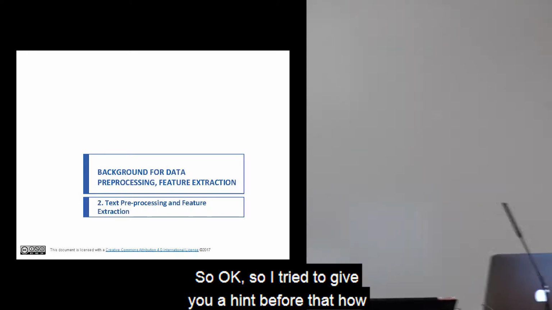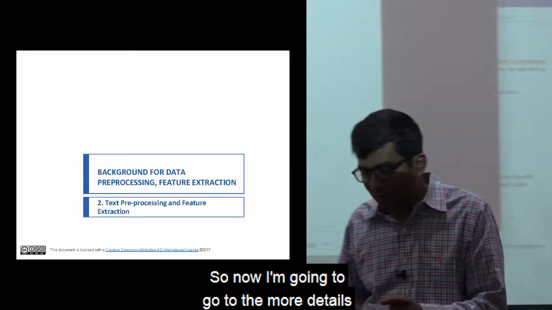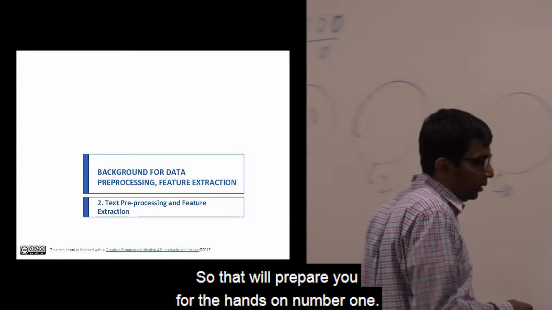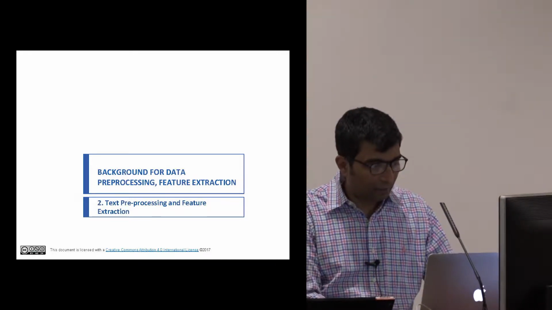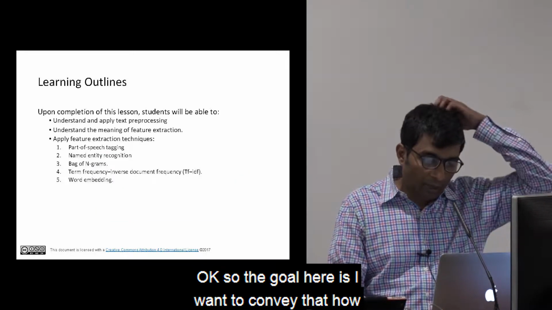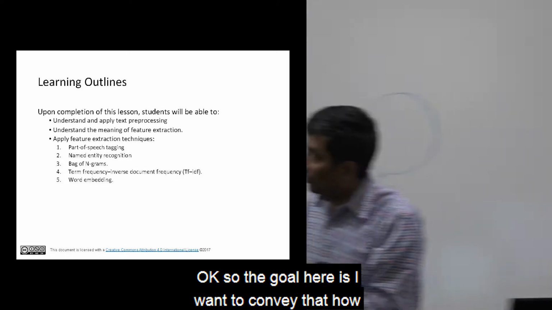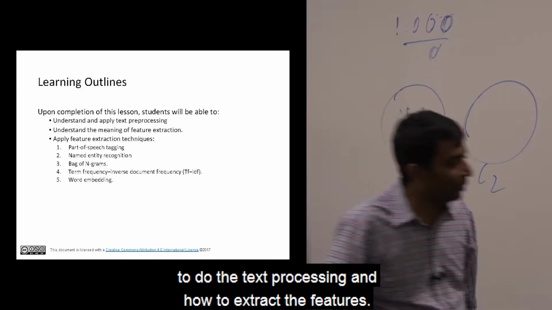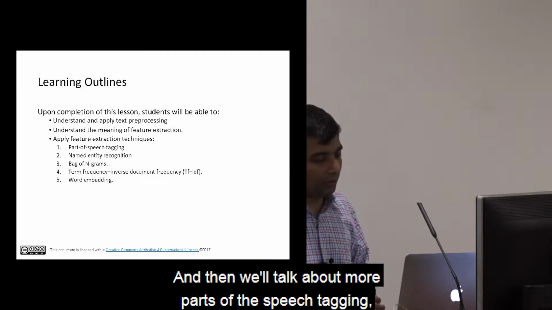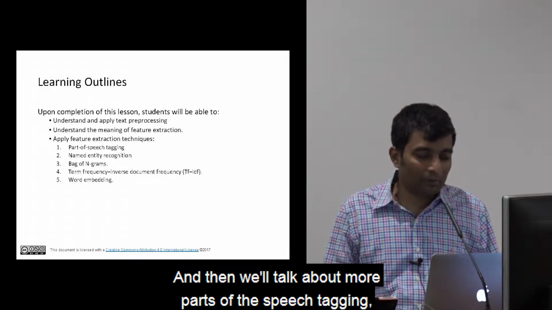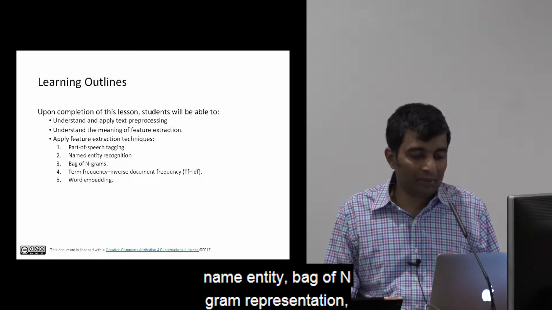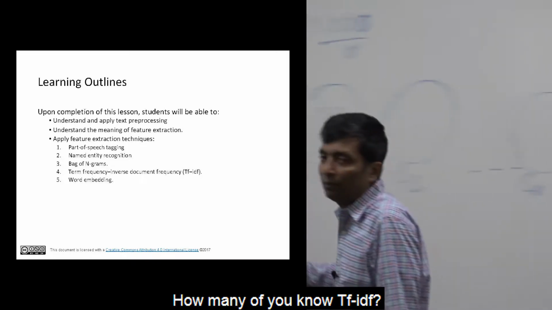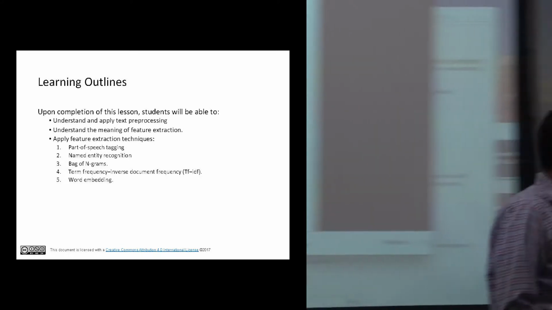I tried to give you hints before on how to generate the feature vector. Now I want to go into more detail about those feature vectors for text. That will prepare you for hands-on number 1. The goal here is to convey how to do text processing and how to extract the features, and then we will talk about more parts: part-of-speech tagging, named entity, bag of n-gram representation, TF-IDF, and word embedding. How many of you know TF-IDF? A lot of people.